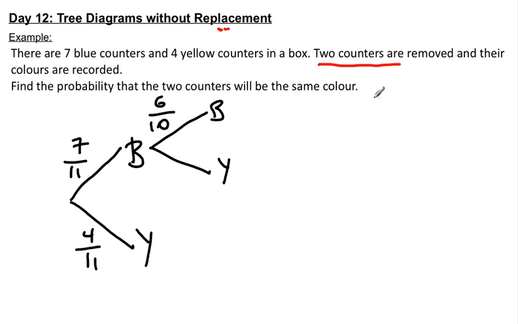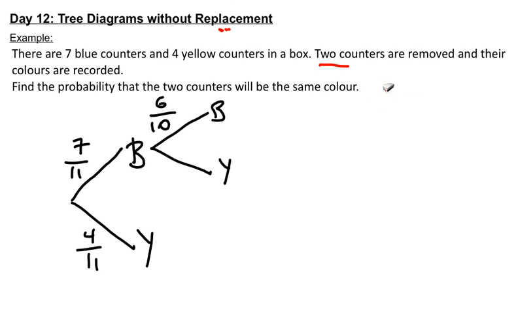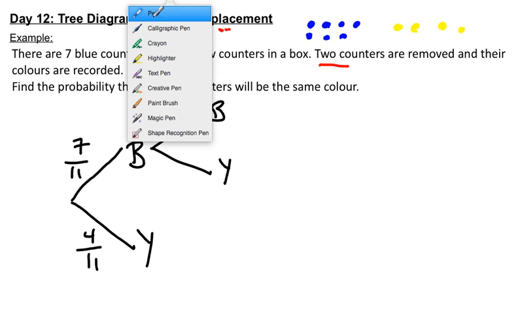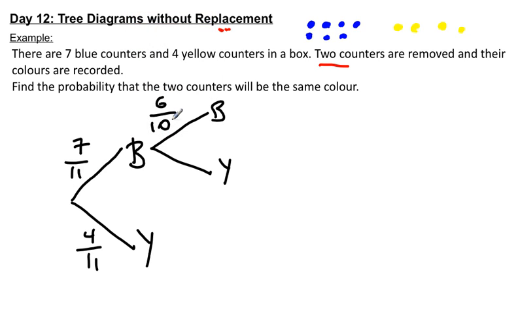If you think of it with a picture, let's do it up here. So to begin with, we had 7 blue: 1, 2, 3, 4, 5, 6, 7. And we had 4 yellows: 1, 2, 3, 4. So if you followed this route here, your first counter was a blue counter. Can you see that you now have only 6 blue counters out of 10?